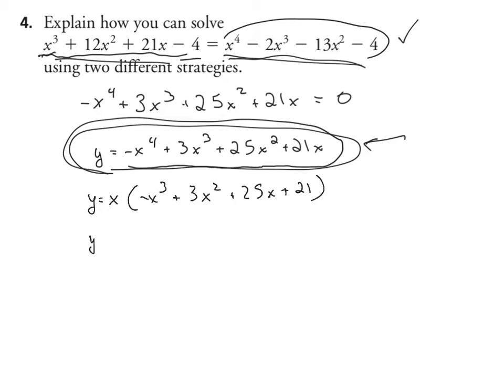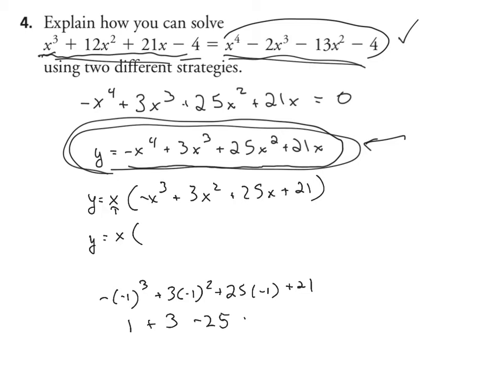Let's see if I could find something that's going to equal 0. Let's try 0. Oh, we already have that. Let's try negative 1. By the way, I already know which ones are going to equal 0 because I already know all the solutions, but plus 3 times negative 1 squared plus 25 times negative 1 plus 21. This is going to be 1 plus 3 minus 25 plus 21, and that equals 0. Oh, what do you know? X plus 1 is a solution.